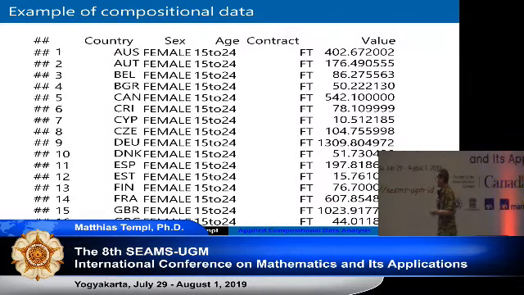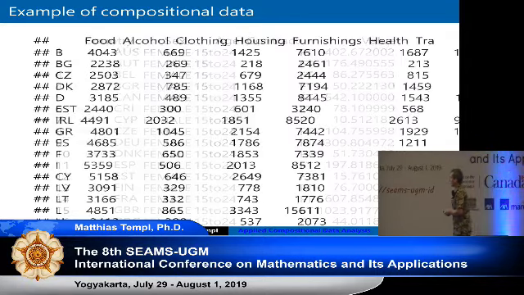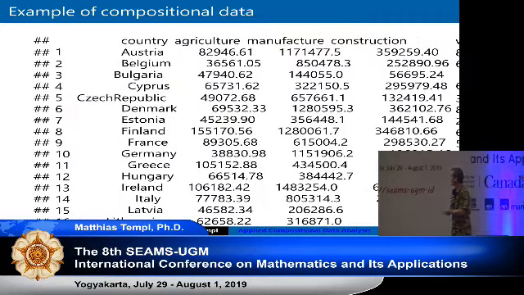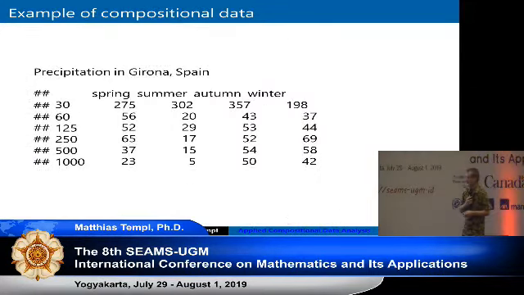Or you can produce tables here, magnitude tables. For instance, for each country, you have another dimension, gender, age, and the contract, and the corresponding value. Or, as said before, household expenditure data, for example, expenditures on food, alcohol, clothing, housing, furnishing, and so on. That's also compositional data. Or something from several countries, how much they spend on agriculture, manufacture, construction, and so on. Just to see that there are many different compositional data sets around, and this is a very incomplete list.